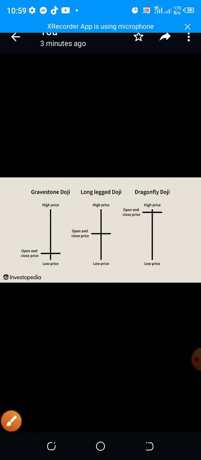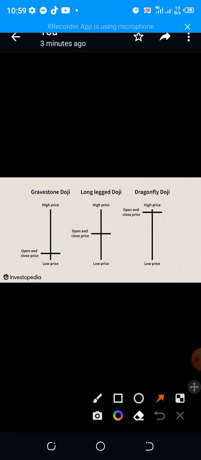One, we have different types of dojis, and one of them is what we call a gravestone doji. What's a gravestone doji? It is the one with a long wick, a bushy wick, and then a cross at the end, almost at the end. That is it. Gravestone doji.